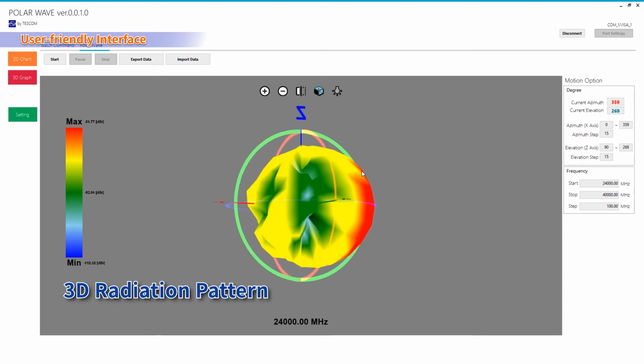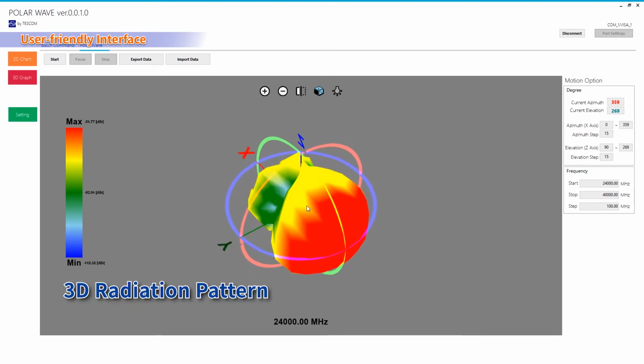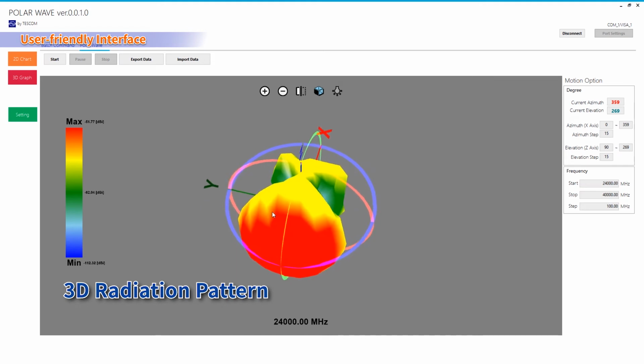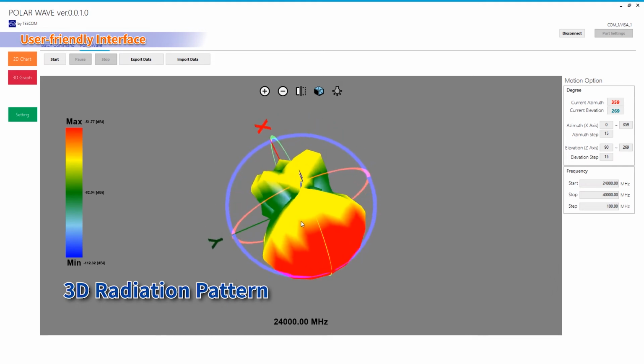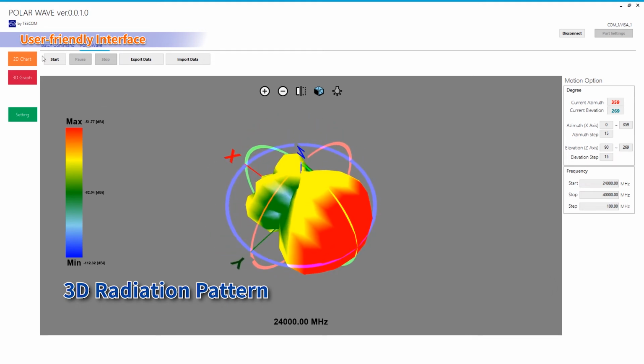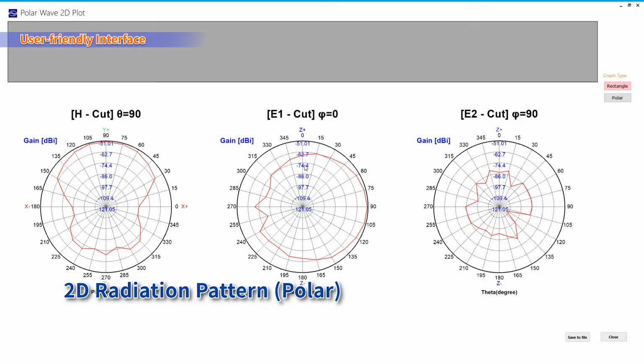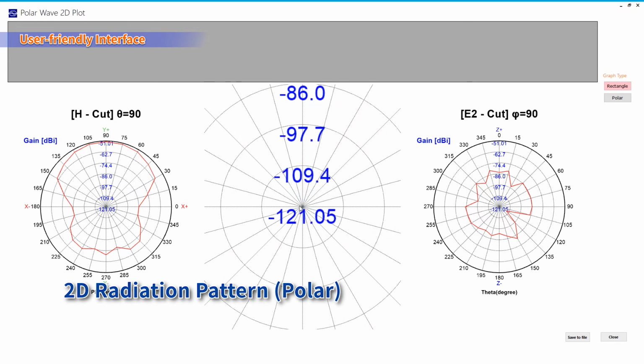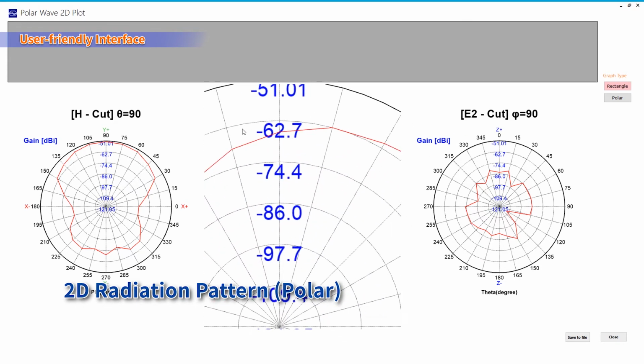In addition to the scale, the 3D radiation pattern graph can be rotated or magnified in any angle. And the 2D radiation pattern can be shown on either polar or rectangular graphs, whichever suits your need. They can be zoomed in or out as well.